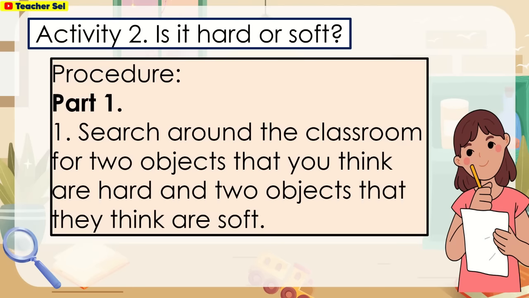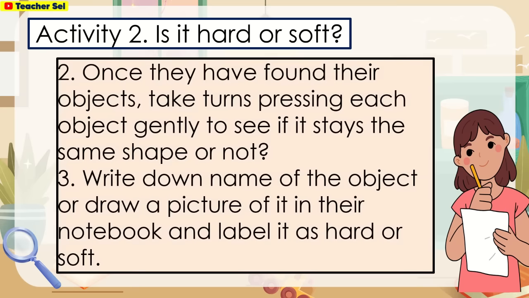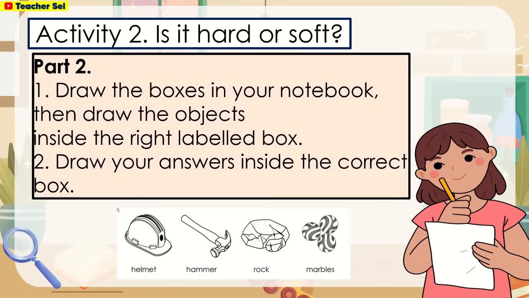For activity 2, is it hard or soft? Search around the classroom for 2 objects that you think are hard and 2 objects that you think are soft. Once you have found your objects, take turns pressing each object gently to see if it stays the same shape or not. Write down the name of the object or draw a picture of it in your notebook and label it as hard or soft. Draw the boxes in your notebook, then draw the objects inside the right labeled box. Draw your answers inside the correct box.